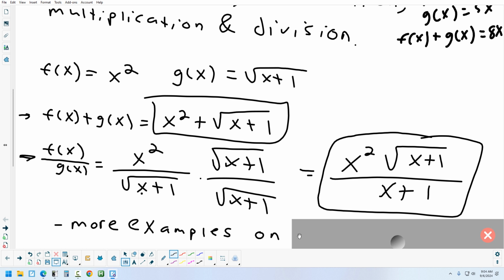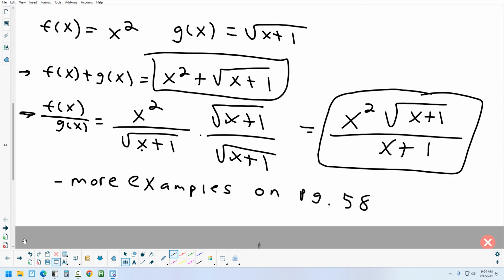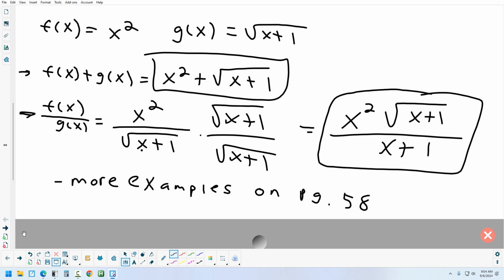All right. So in that case, when we created a new function by combining two that we had, there was a little bit of simplifying we had to do, because you're not supposed to leave the square root in the bottom. Any questions on how we simplified that? Okay. And in the book, they give more examples. I think they do an add, subtract, multiply, and a divide.